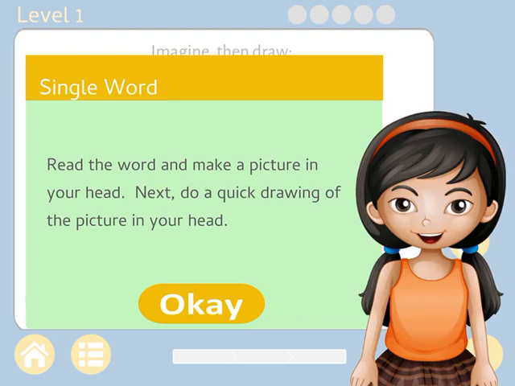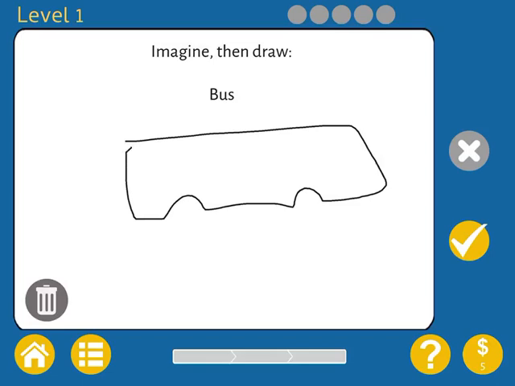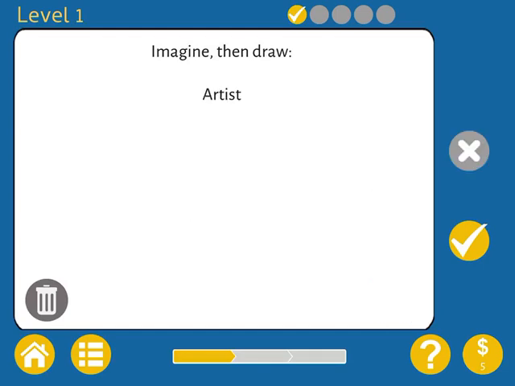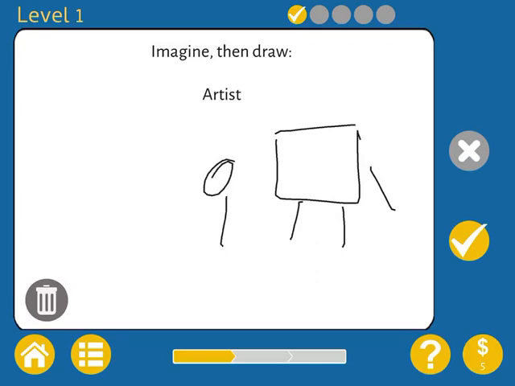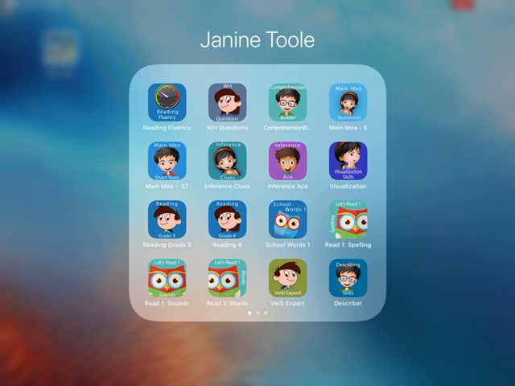Read the word and make a picture in your head. Next, do a quick drawing of the picture in your head. And that's really a great way to build visualization.